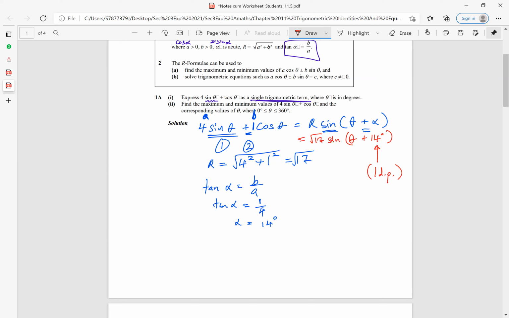Okay, now with all these being set in place already, now we can go on to the second portion. That's it for part one. All these are for part one. So part one already done. So let's look at part two.